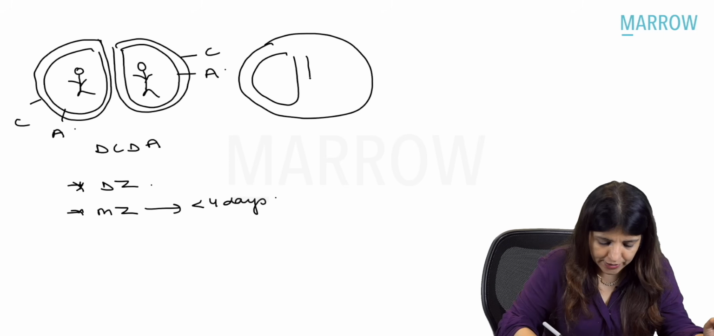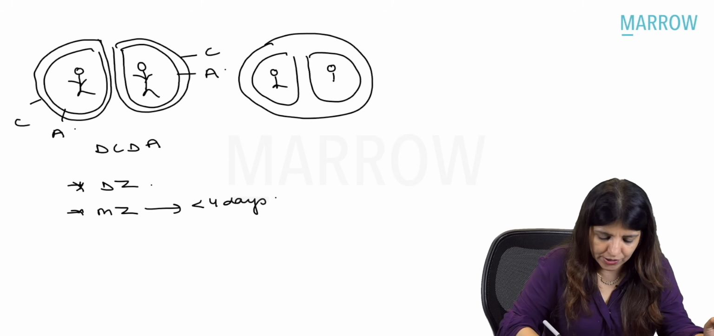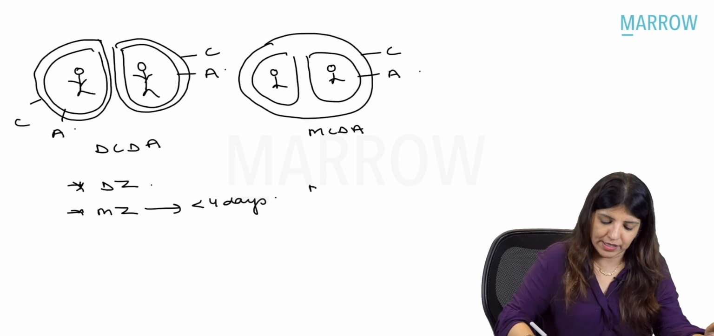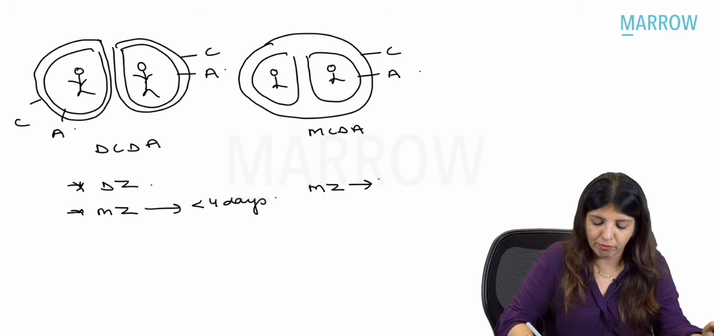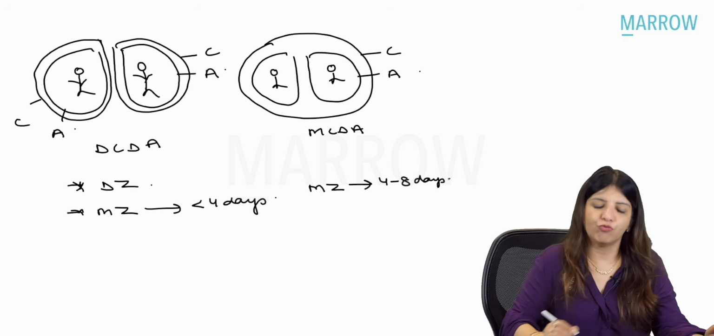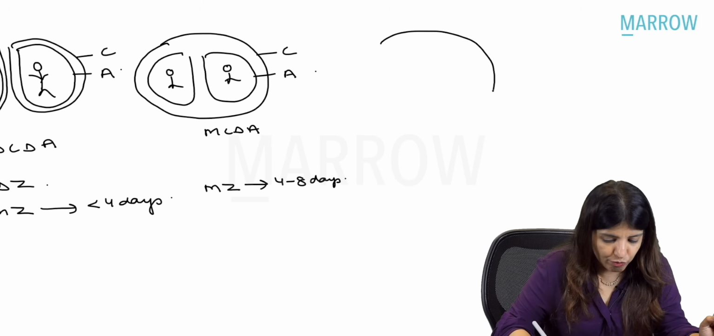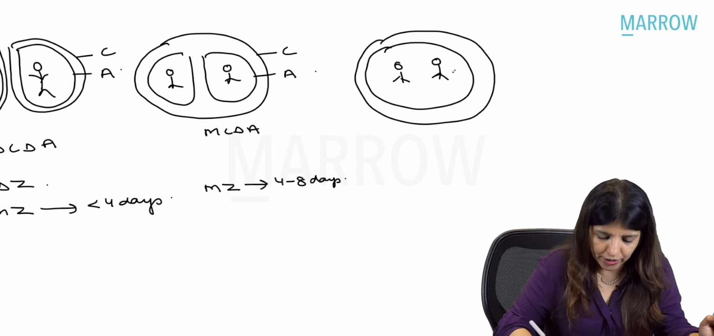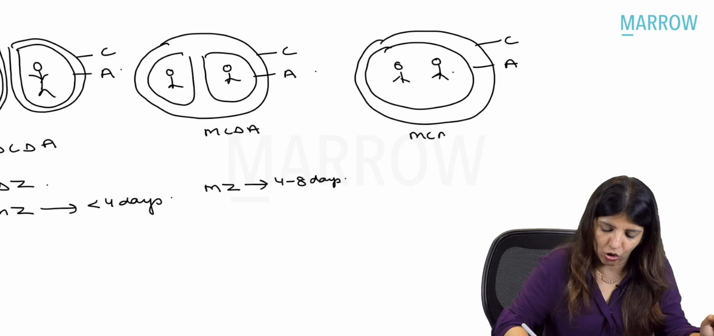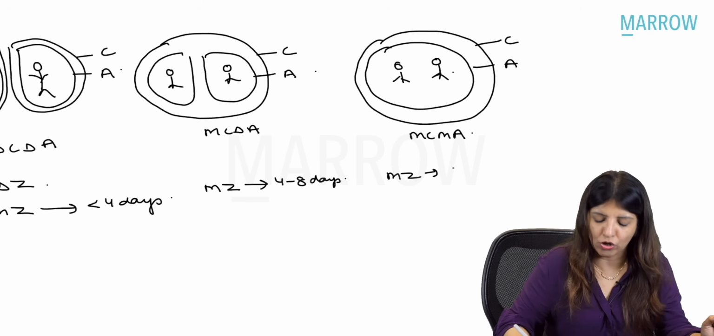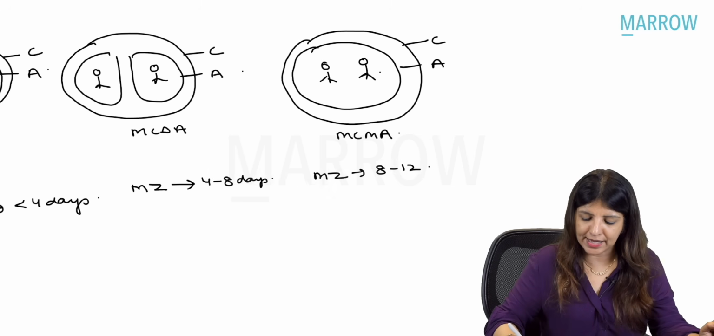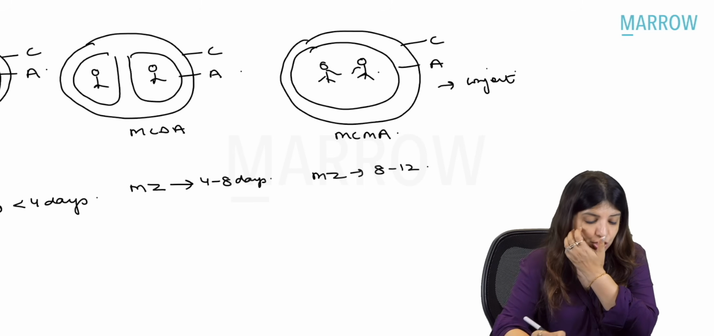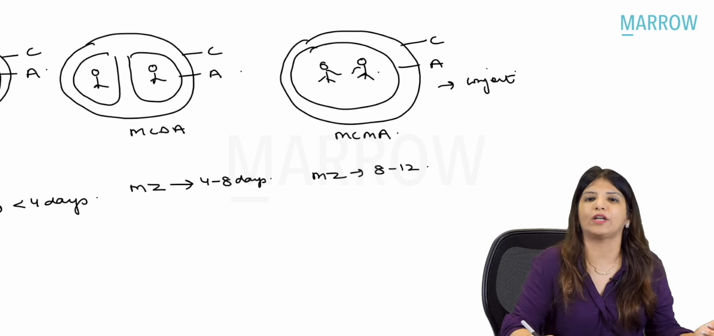Then we have monochorionic, diamniotic twins. This is a monochorionic diamniotic twin pregnancy. It will be formed when a monozygotic twin divides between 4 to 8 days. Then we have monochorionic monoamniotic twins, this is chorion, this is amnion. This is formed when a monozygotic twin divides between 8 to 12 days, and then you are going to have conjoined twins.